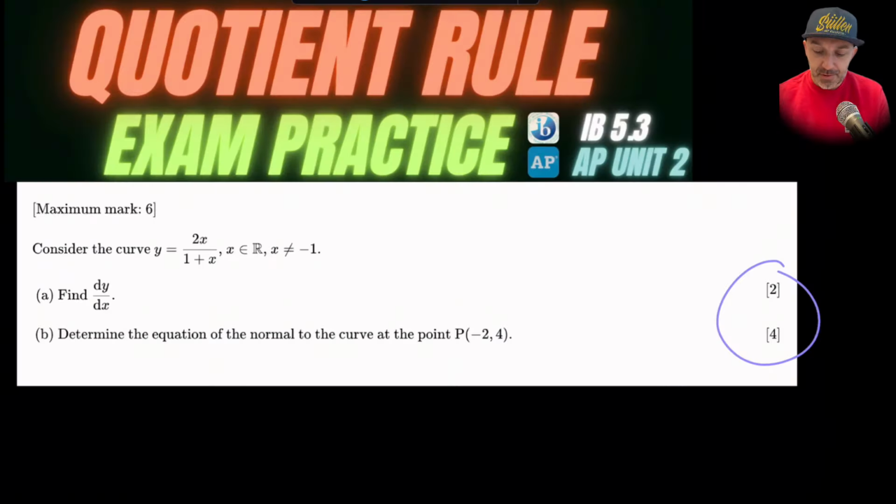Welcome back. So this is part of the channel where I go through a past exam question. This was from the IB. It was worth 6 marks, so therefore I should be able to get through this in 6 minutes or less. It will appear in other courses as it is a quotient rule question, so it will appear in any course that has a calculus element to it, including AP and A level. So I will start the clock and we will try and get through it in 6 minutes or less. Okay, let's go.